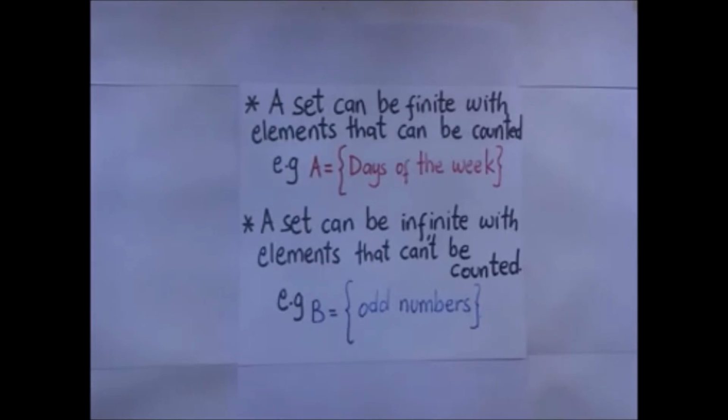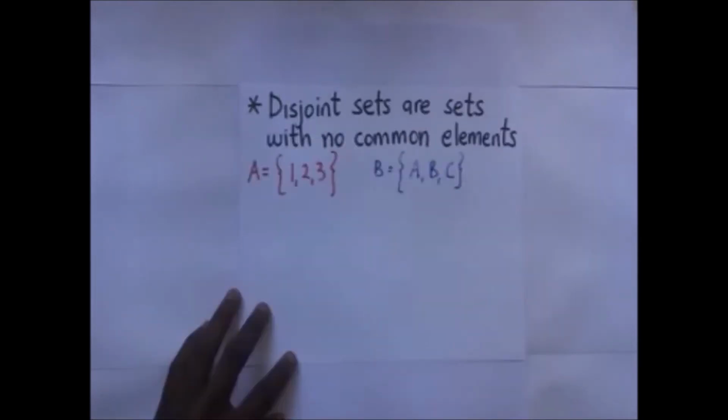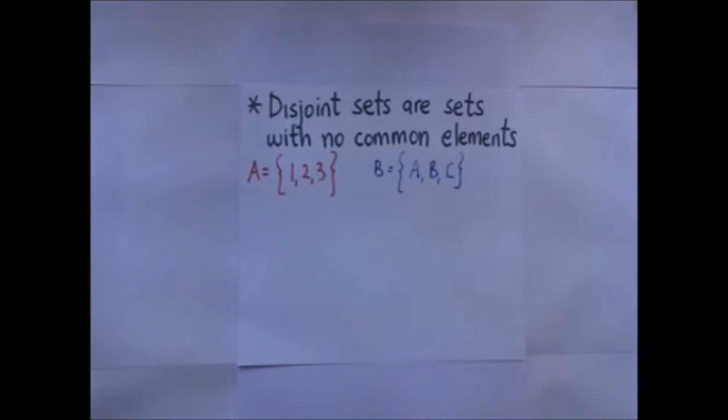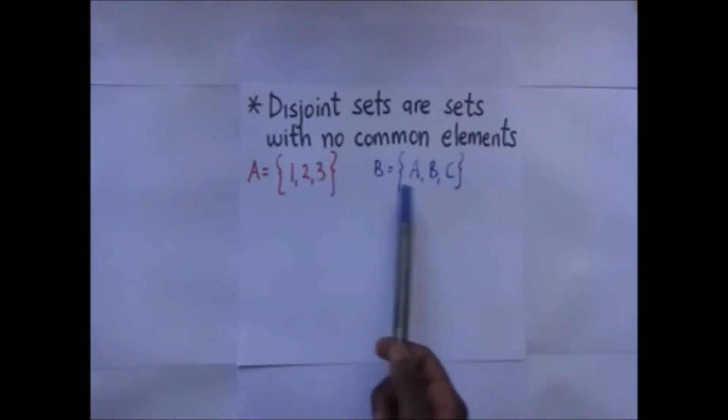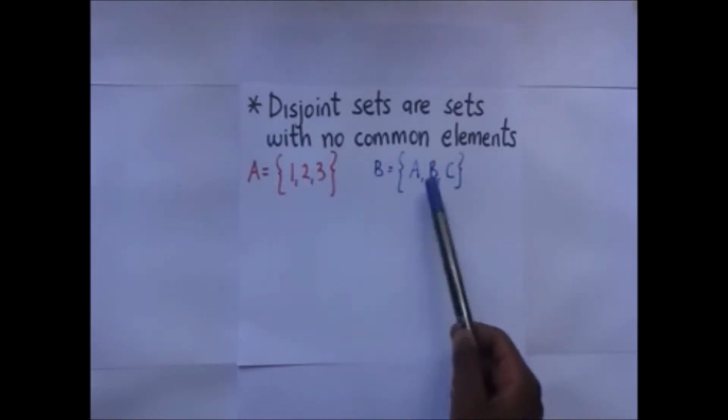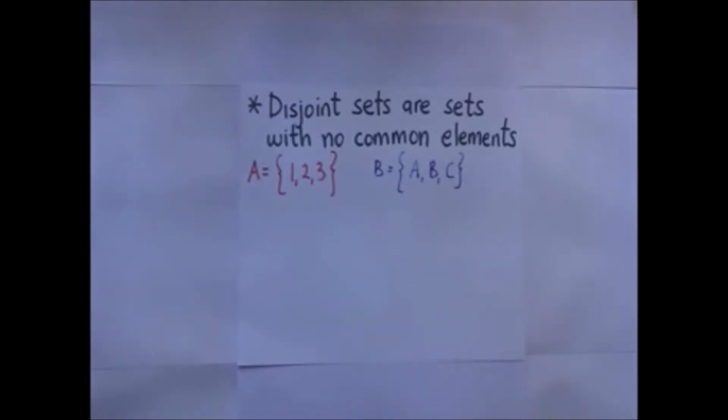Then a set can be infinite, with elements that can't be counted. For example, if you're looking at numbers like odd numbers, you can't count all odd numbers and know all of them, even numbers and so forth. Disjoint sets are sets that don't have elements in common. For example, here we have set A: 1, 2, 3, and set B: a, b, c. These are two different sets. They do not have elements in common.